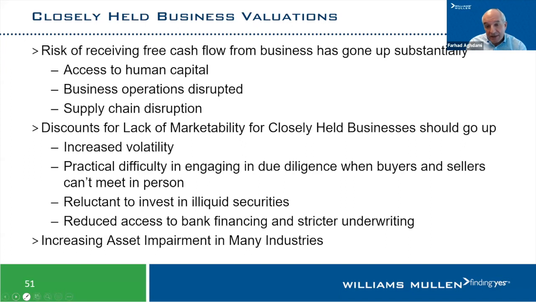I can't get any Clorox wipes or toilet paper, so we know getting access to some things is challenging. But as a consequence, the discounts for lack of marketability should go up to reflect increased volatility, just the practical difficulty in engaging in M&A transactions when buyers and sellers can't meet or don't want to meet. And there may be some reluctance to invest in illiquid securities. I think going into downturns, people like to load up on cash, and loading up on illiquids may not be as appealing.